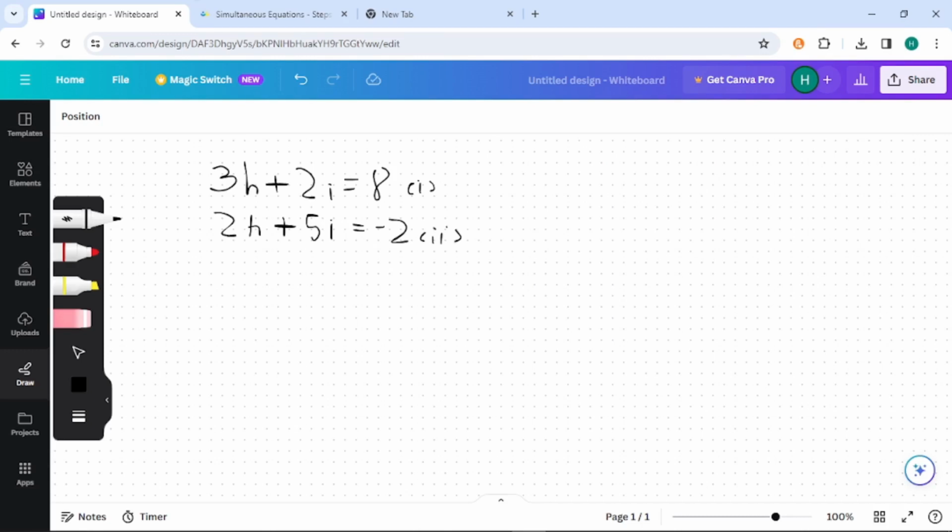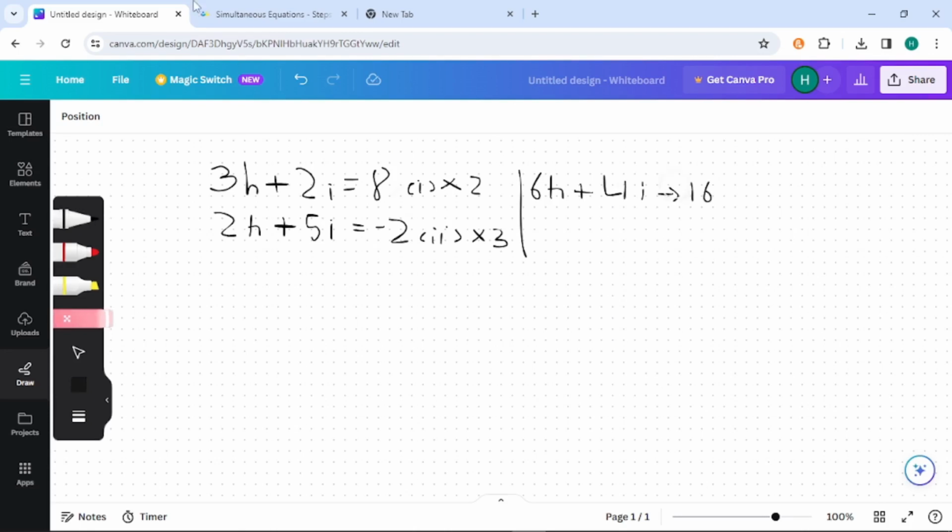Now, we can't eliminate any of these variables because 3h and 2h are not the same, and 2i and 5i are also not the same. If we want to eliminate one of these variables, we have to make both of them the same. So how do we do that? Well, I can multiply equation 1 by 2 and equation 2 by 3, which gives us a result of 6h plus 4i equals 16.